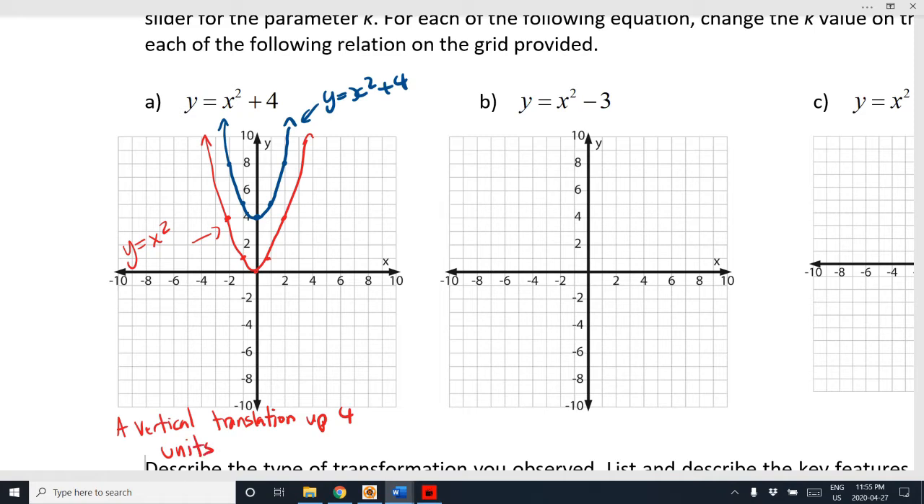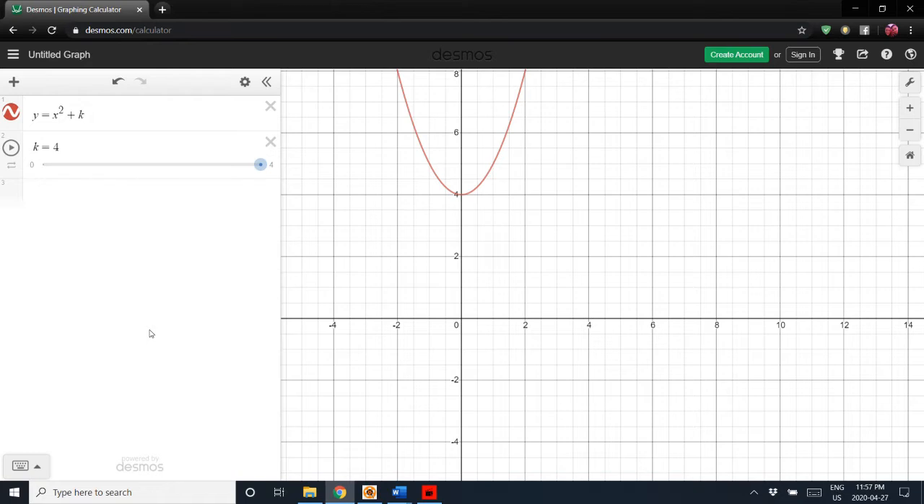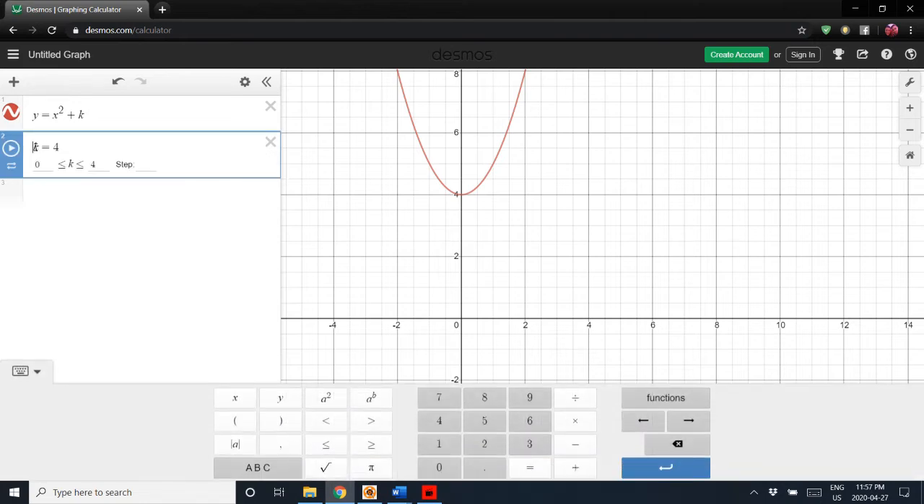Let's try example B. y is equal to x squared minus 3. Let's go to Desmos and see what happens. So here we are back in Desmos. We just left this k value equaling 4. So now we're going to change the parameters. We're going to click it. And this time we're going to put -3 on this side. And we'll check from 0 to -3. So again, as if there was no k, and then down to -3. So let's see what happens here.